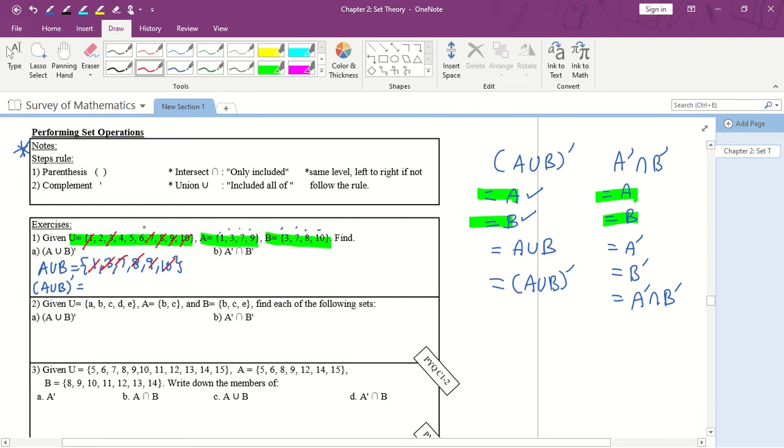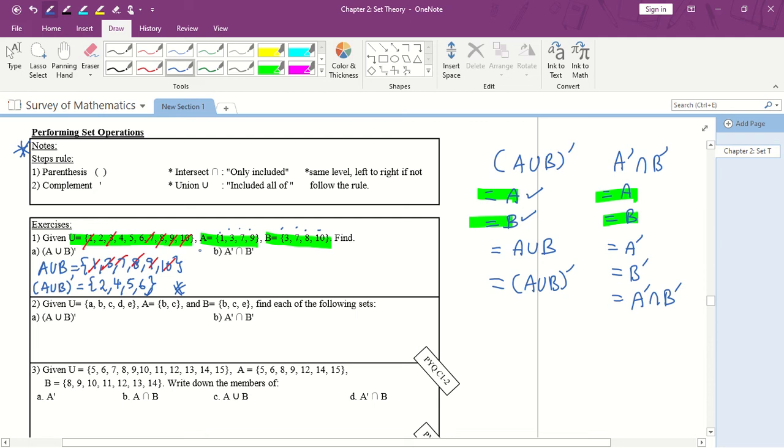So why are we cutting them off? Because we are searching for the elements that are in U but not in A union B. So from this, you can get the result that it is 2, 4, 5, 6. Yes, 2, 4, 5, 6 only are left, and that is your complement of A union B.